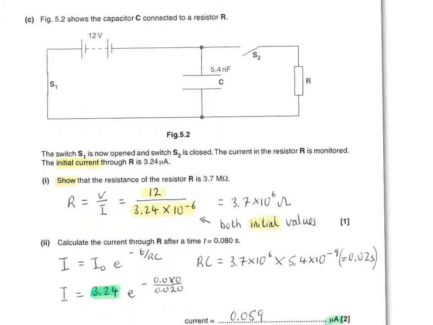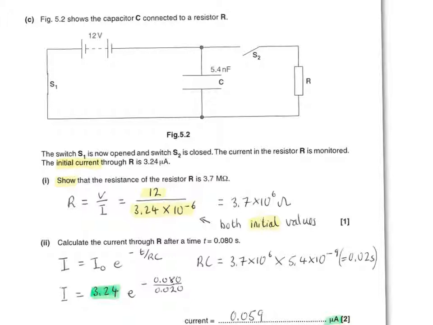The second part of the question is a little bit more challenging. So we are now told that the capacitor is connected with a resistor in parallel. And the first switch is opened, so that breaks the link to the power supply. And now the second switch is closed, so the capacitor will discharge through the resistor.